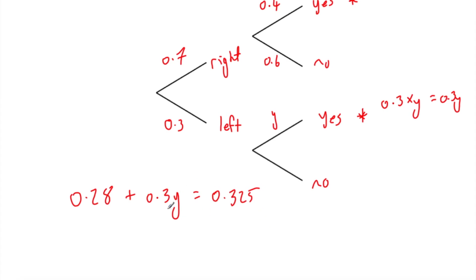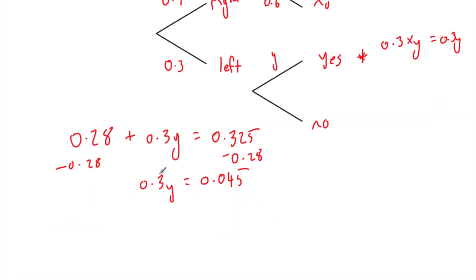Okay, so now we just need to solve this equation and find y, and that's what we've been asked to find in this question. So let's take away 0.28 from both sides of the equation and see what we get. On the left hand side, we're taking away the 0.28 to get rid of it, so we're just going to be left with 0.3y. On the right hand side, we had 0.325, we're taking away 0.28, so that's equal to 0.045.